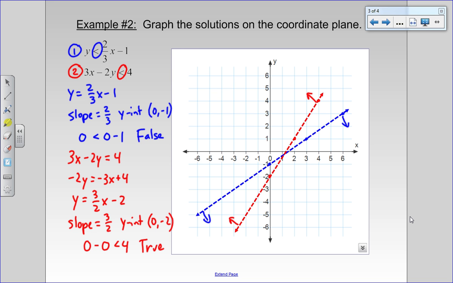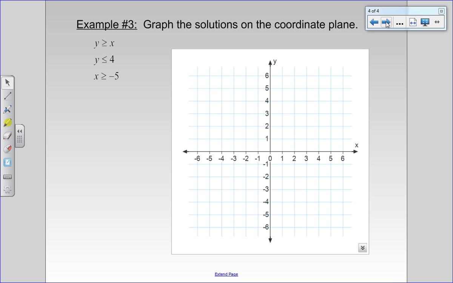Now if we examine the graph of both inequalities together, we can see that the overlapping area between these two shaded regions would be this wedge-shaped region between the two boundary lines. And so we'll shade those points in green to indicate that those points make both inequalities true at the same time. Therefore, those points are the solution to the system.